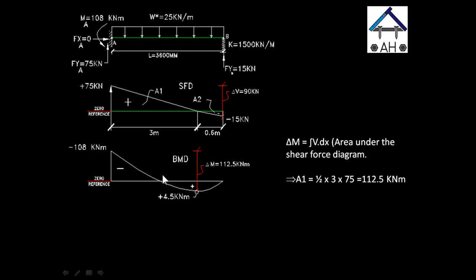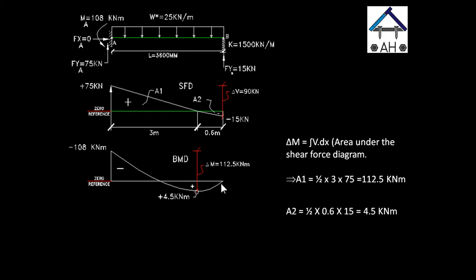For all forces to balance up, the area of the second triangle, A2, must equal the remaining moment of 4.5 kilonewton meter. Okay, so let us check this out. A2 is half times 0.6 times 15, right? And the area of a triangle is half base times height. And guess what? It's 4.5 kilonewton meters. So fantastic. So everything seems to balance great.